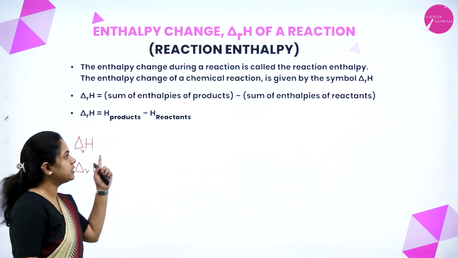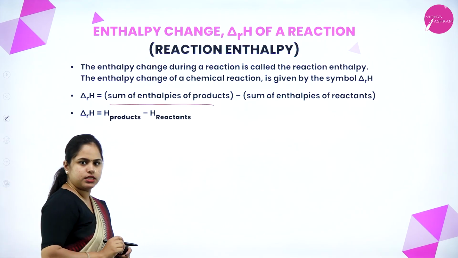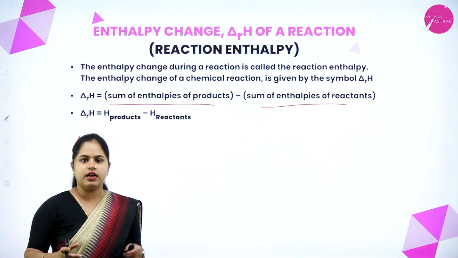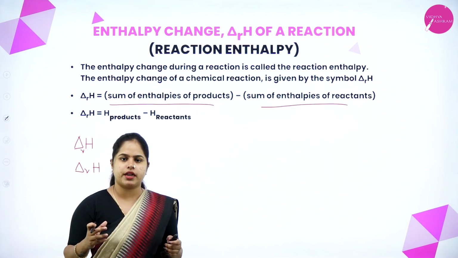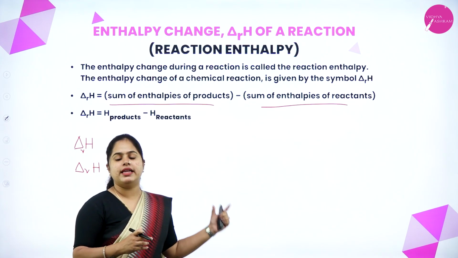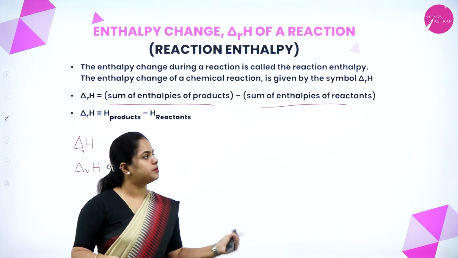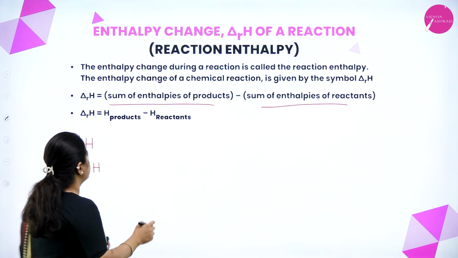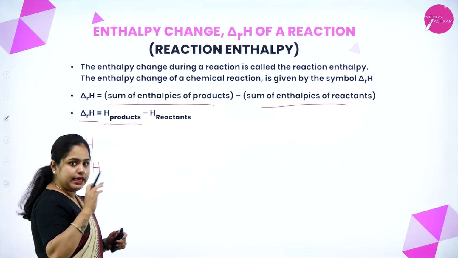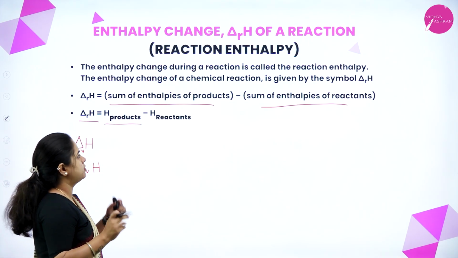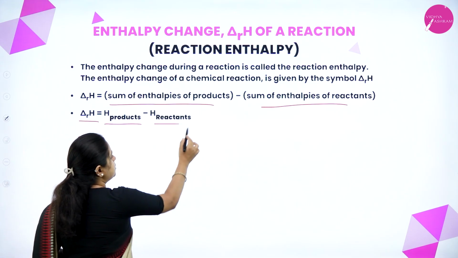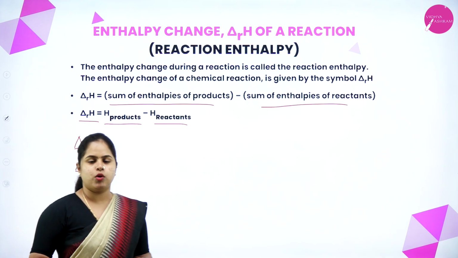And how can we calculate it? It is the sum of enthalpies of the products minus the sum of enthalpies of the reactants. So, we know that in a chemical reaction or a thermochemical reaction, there will be reactants and products. So, if we calculate the sum of the enthalpies of the products and subtract the sum of enthalpies of the reactants, we can write the equation as reaction enthalpy is equal to the sum of enthalpy changes of the products minus the sum of enthalpy changes of the reactants. I hope that is clear.